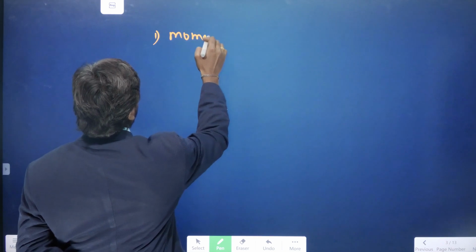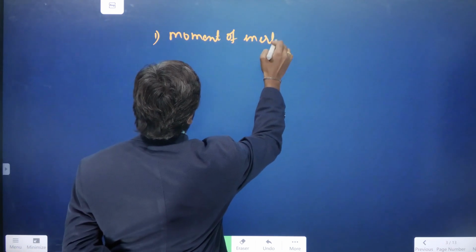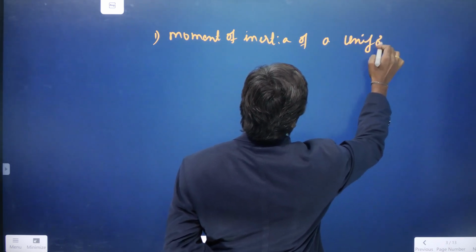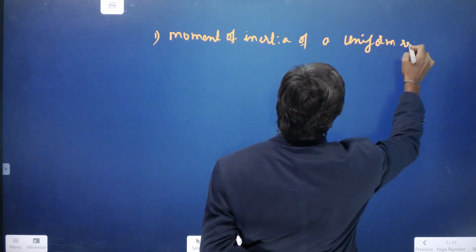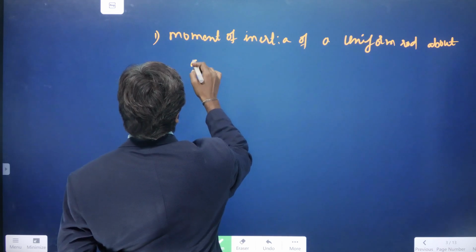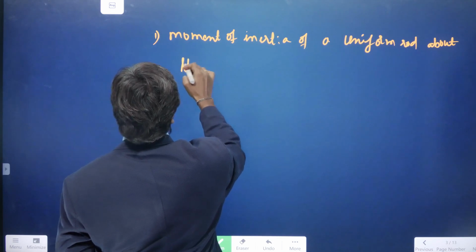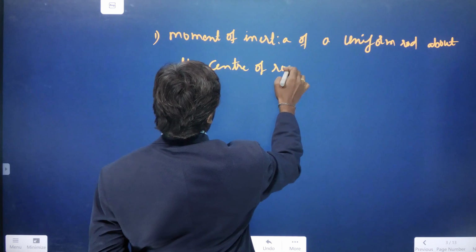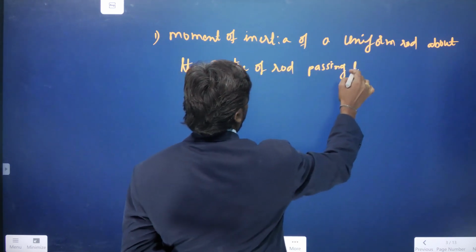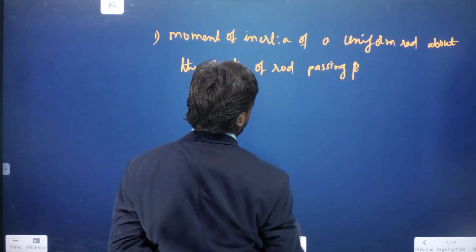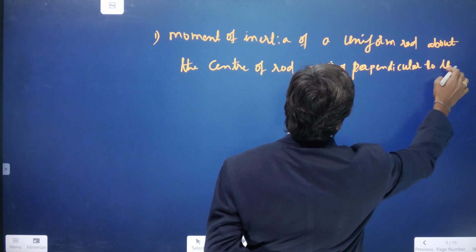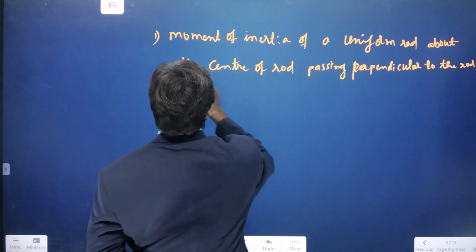Moment of inertia of a uniform rod about the center of the rod, passing perpendicular to the rod. Okay, so that is the moment of inertia we should find out.